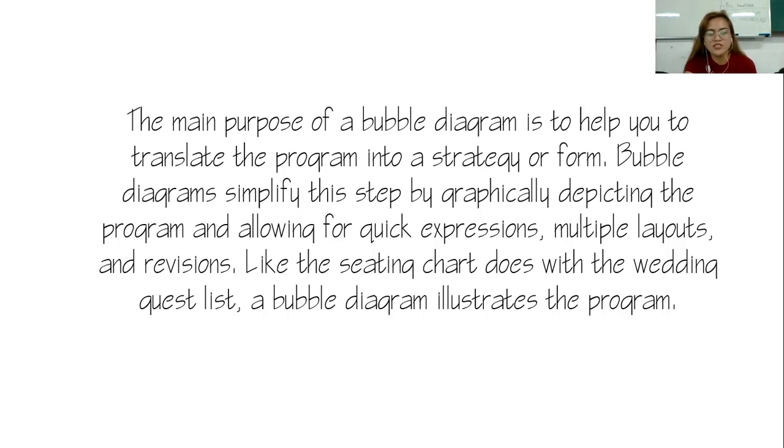So like the seating chart does with the wedding guest list, a bubble diagram illustrates the program. It is like a wedding guest list. Usually you allot spaces or tables for your guests, and that is where they are placed. So basically, that is what a bubble diagram does.